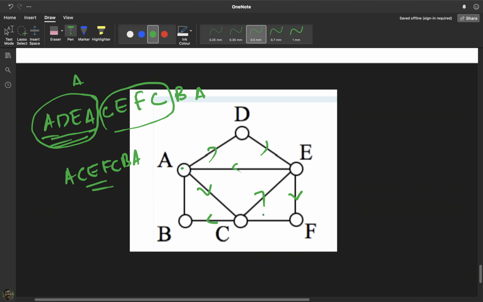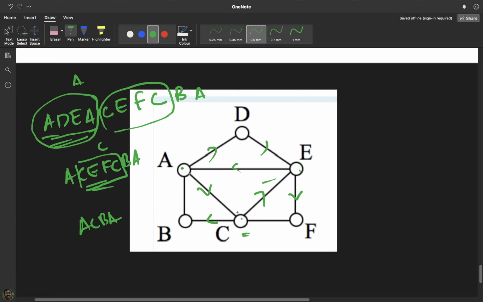Look here, CEFC. That is again a circuit. Remove that circuit. When you remove that CEFC, you are left with C only. You are starting and ending the circuit with C. You started with CEFC and came back to C. So the remaining is just A, C, B, A.